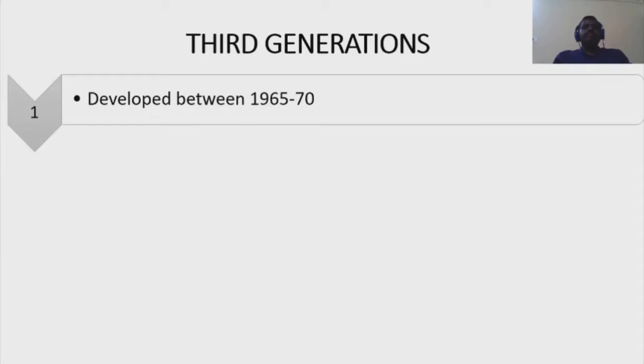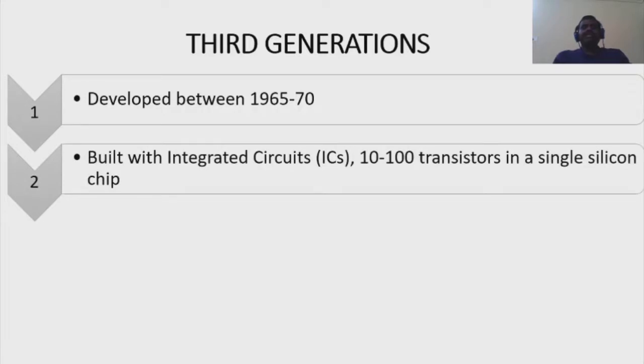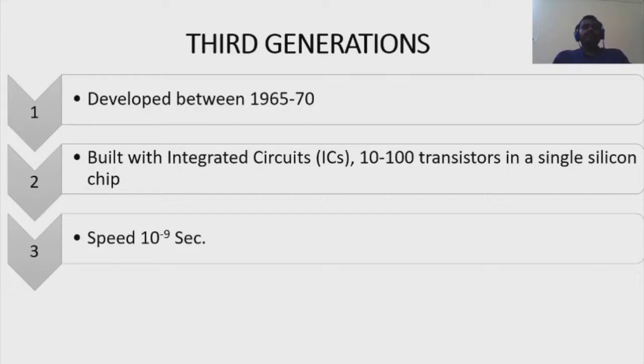The third generation systems were developed between 1965 and 1970, built with integrated circuits, with 10 to 100 transistors in a single silicon chip. Integrated circuits, called ICs for short, are made up of 10 to 100 transistors in a single silicon chip. The speed was 10 to the power of minus 9 seconds.